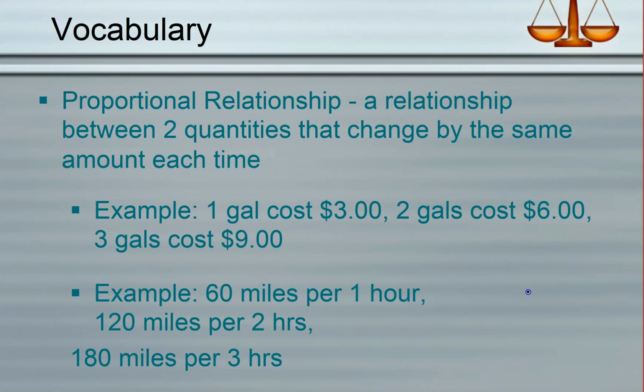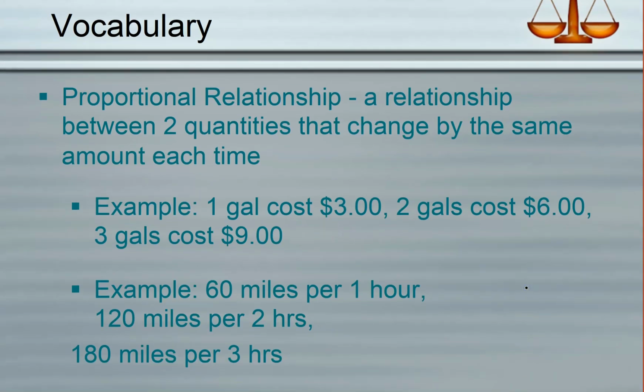So if you remember, a proportional relationship is a relationship between two quantities that change by the same amount each time. This is why it's called a constant, because it is the same amount each time. If I talk about a gallon costs $3, 2 gallons cost $6. So what was my constant? It changed by 3. It just keeps going 3 and 3 and 3 and 3. So that will be my constant. 3 gallons cost $9, so again, another $3. That is my constant.